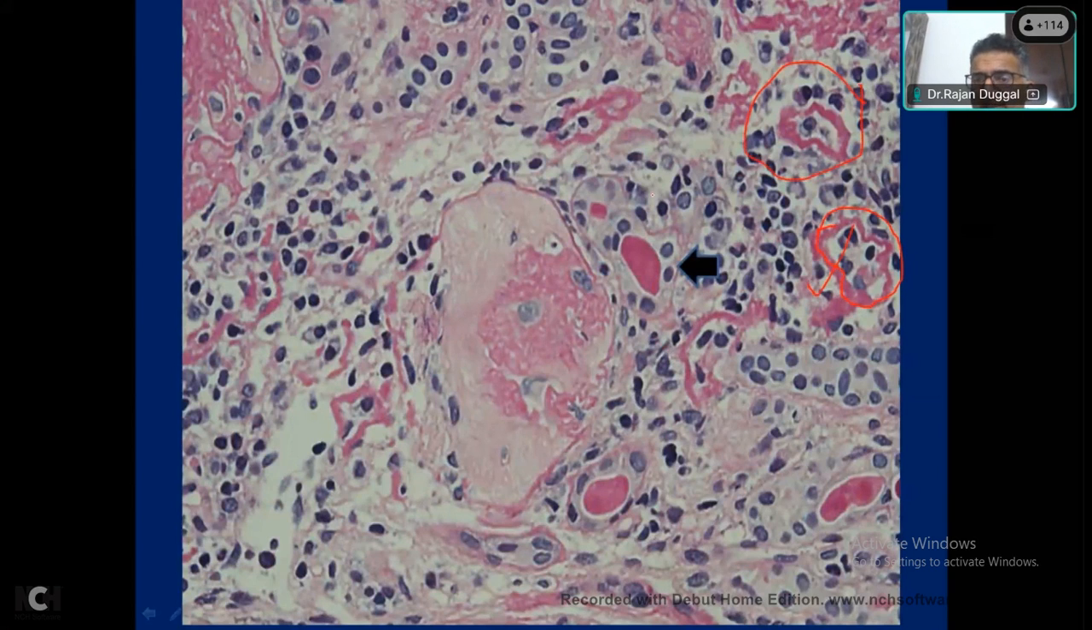On the other hand, just compare this tubule with this tubule, which I have highlighted by an arrow. This tubule is showing the tubular basement membrane is not thick, it is not corrugated as compared to this one. It is a thin tubular basement membrane, but look at the colloid-like Tamm-Horsfall protein casts which are there, and look at the tubular epithelial cells. The tubular epithelial cells have got a clear halo around them.